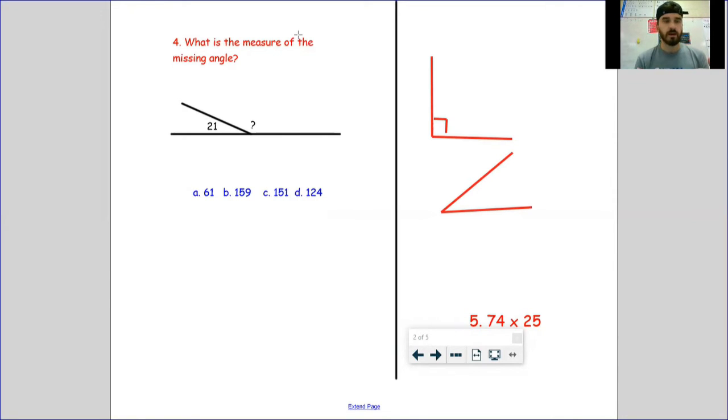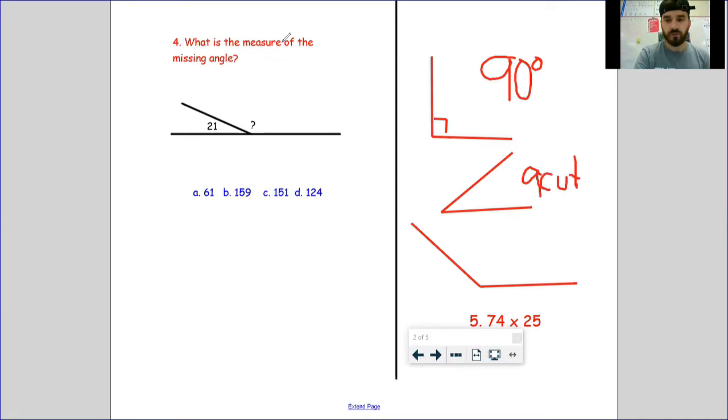So when I think of the smaller angles, think about a small baby and how they're so cute, right? Acute angles are the smaller ones, less than 90. And then we've also got the ones that are greater than 90. We call these big fellas obtuse angles. So you've got right angles, 90 degrees. You've got acute angles, less than 90 degrees. You've got obtuse angles, greater than 90.